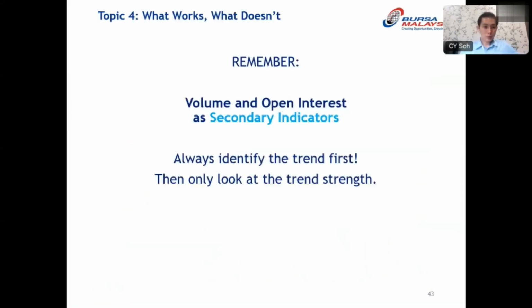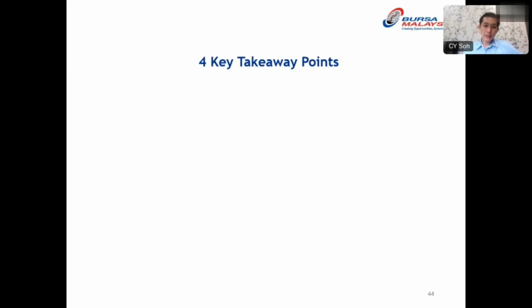Now, of course, remember before I end today's sharing, volume and open interest are generally used as secondary indicators only. Always identify your trend using the primary indicator first. Then only you look at your trend strength through volume or even open interest. So there you have it.